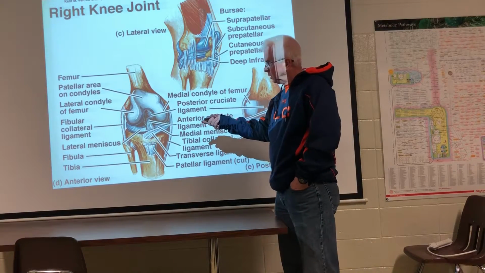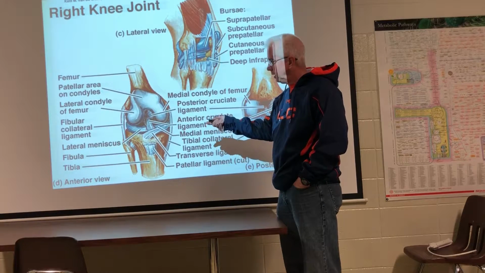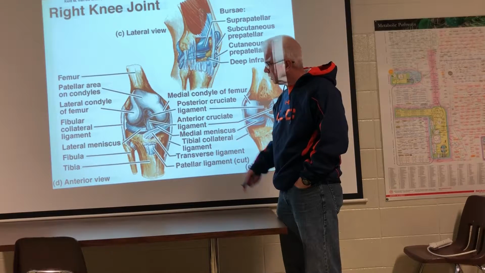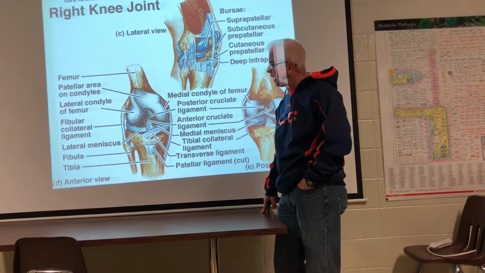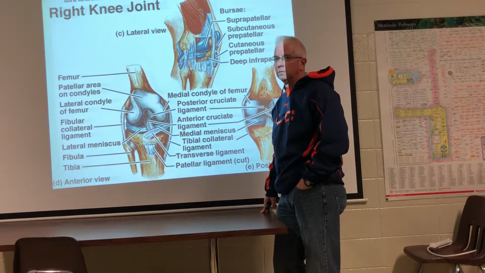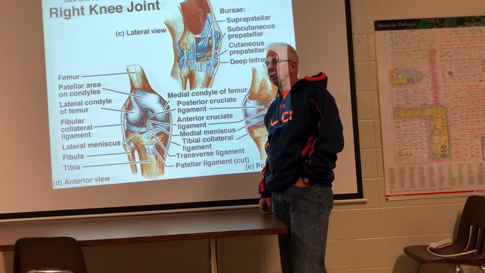Now, this one on the lateral side is called the lateral collateral, LCL, or the fibular collateral. As you can see, it goes from the lateral epicondyle of the femur down to the head of the fibula. The fibular collateral ligament is the lateral collateral ligament. It's extracapsular. Now, what does it prevent? What does the fibular collateral ligament prevent from happening?